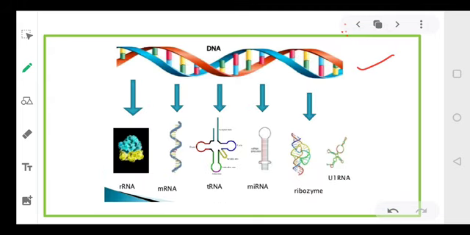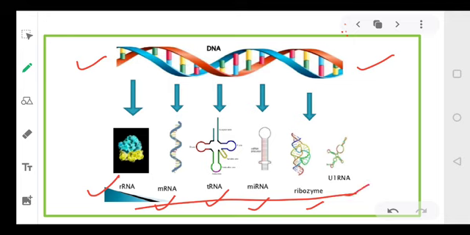Now this is the process I have depicted in the diagram. DNA will make all kinds of RNA. It will make mRNA, tRNA and rRNA, and the majority of RNAs are constituted by these 3. Other than this, 3 other RNAs are also found: miRNA, ribozyme and U1 RNA. But we won't be focusing on these. We should only remember these 3: mRNA, tRNA and rRNA.